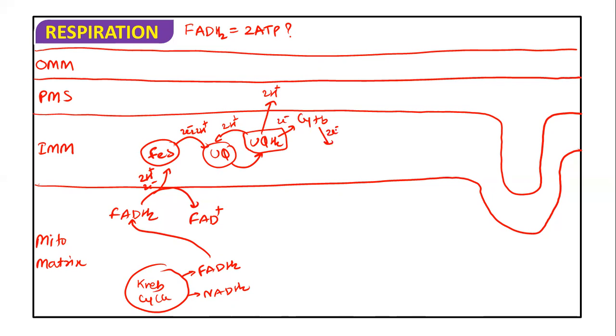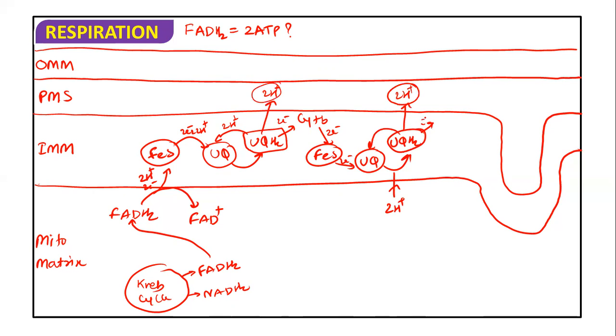Then cytochrome B gives 2 electrons to iron sulfur protein, then 2 electrons to ubiquinone. Ubiquinone accepts 2H plus and is converted into UQH2 again. When UQH2 again breaks, it gives rise to ubiquinone and 2H plus, which goes to the perimitochondrial space. The 2 electrons are passed to cytochrome C1. From cytochrome C1 it reaches cytochrome C. Okay, so here ultimately the electrons are passed from cytochrome C1 to cytochrome C, and as we have discussed, cytochrome C is present on the outer face of the inner mitochondrial membrane.